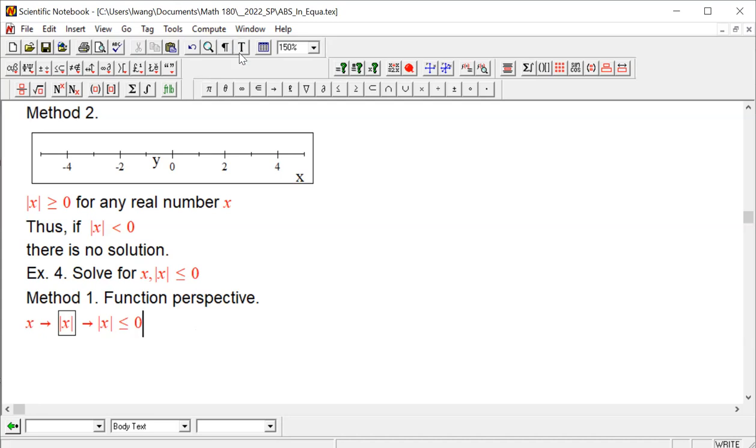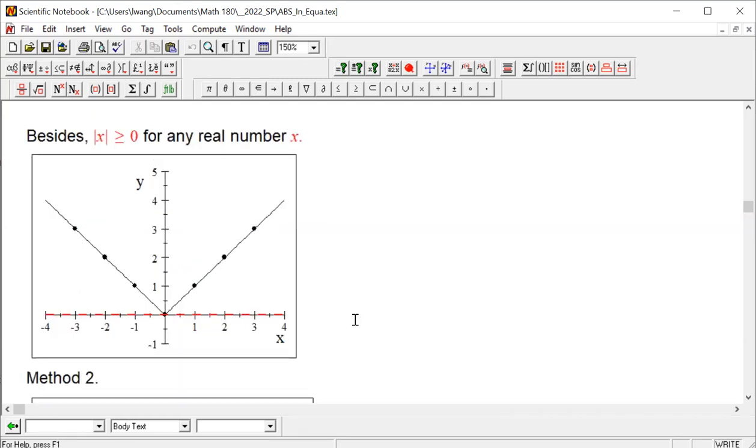But or equal, this means less than or equal. Less than, we have no solution. But equal, do we have a solution when it's equal? Yes, we do.